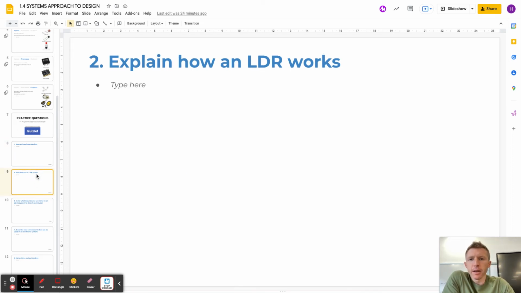Yeah. Explain how an LDR works. So with this, you can say that an LDR works by having its resistance changed depending on the light levels. And that's all you need to say. If you wanted to show off, you could even say, for example, if the light levels were high, the resistor could have a high level of resistance, depending on how it's calibrated in the circuit.